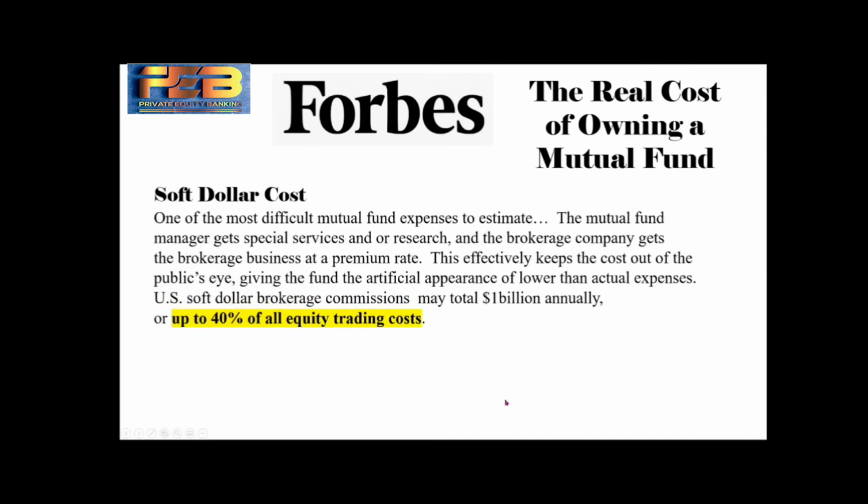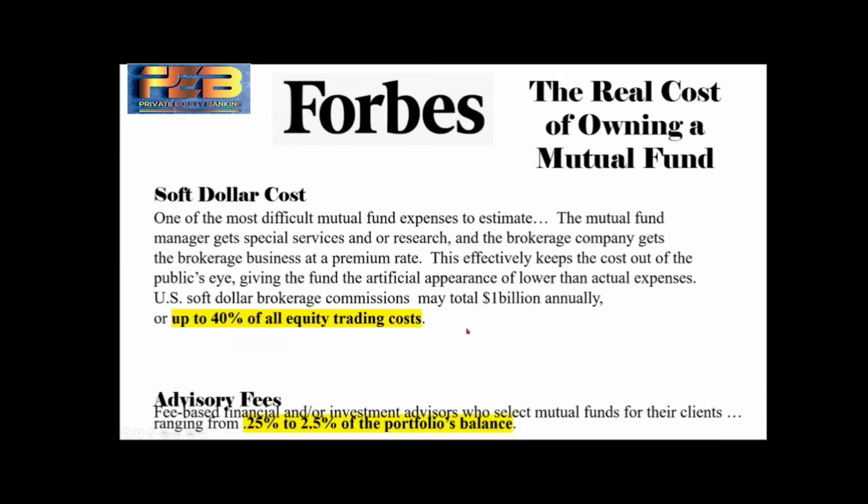Now, this one is not calculated when they do the summary, and it's called the soft dollar cost. And this is where it's kind of a quid pro quo. Your mutual fund manager is going to use a broker that gives him free services and research. In exchange, the broker gets the business of your mutual fund manager. And we're told that that can come up to about $1 billion annually, or 40% of all equity trading costs. And as it says, it effectively keeps the costs out of the public's eye.